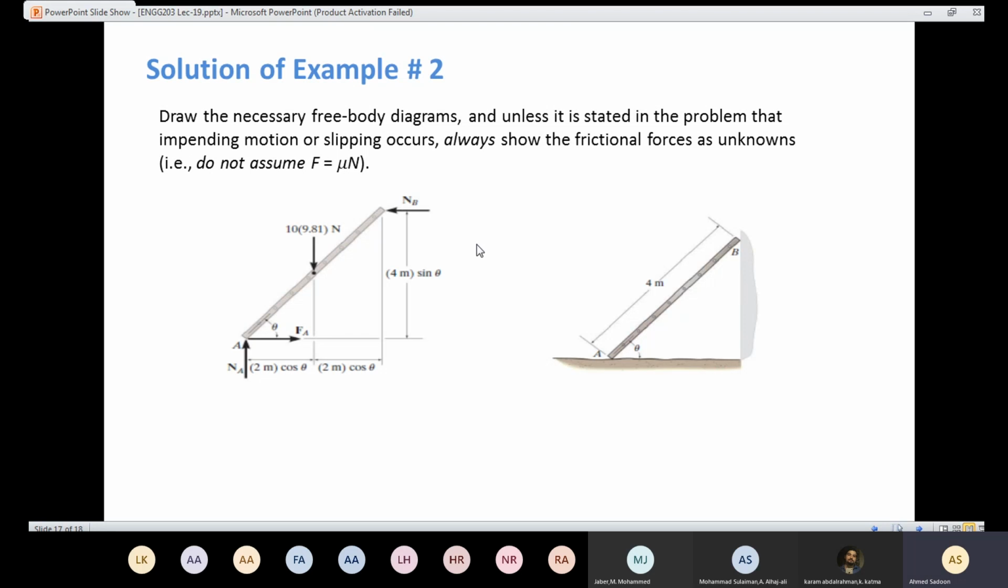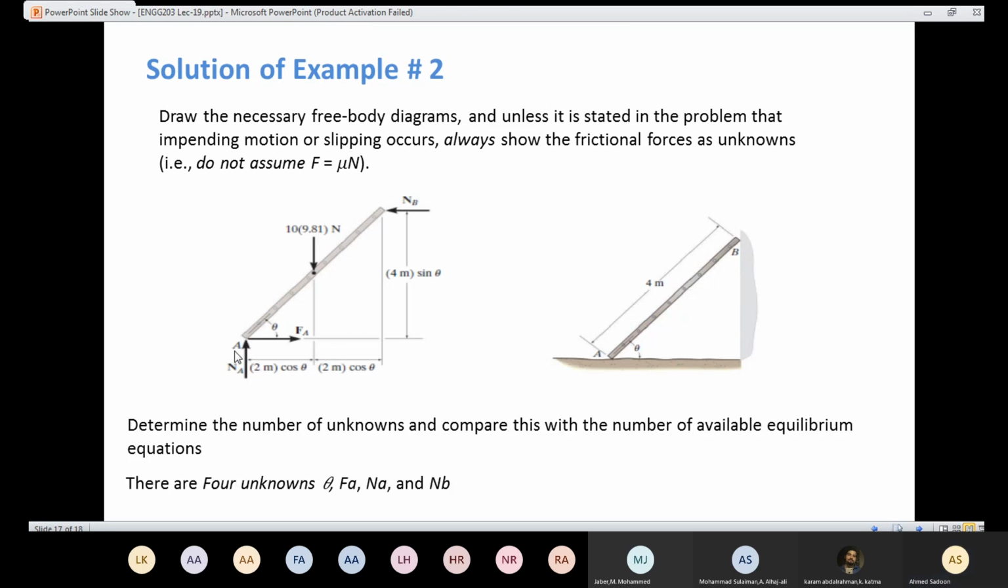Again, before we use the equations of equilibrium, we need to know the number of unknowns. We have theta, we have FA, we have NA, and we have NB. We have 4 unknowns. I cannot solve for 4 unknowns because I have 3 equations of equilibrium. So I need to do something about that.